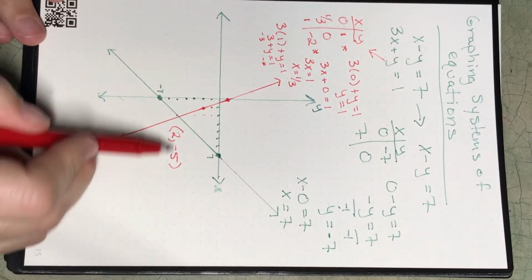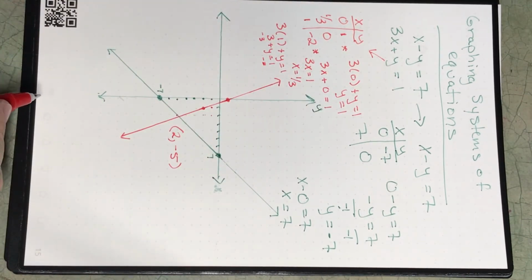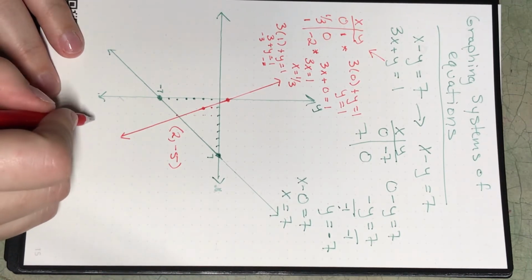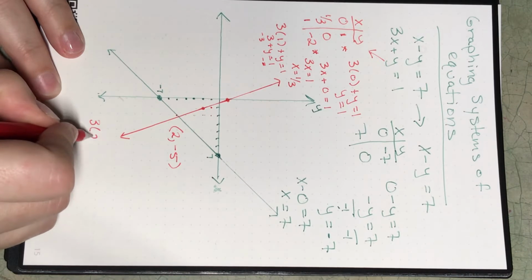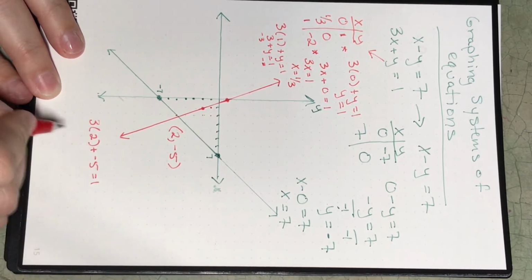And then to double check that, we can substitute that point into both equations to make sure that it works. So I'm going to go 3 times 2 plus -5 equals 1.